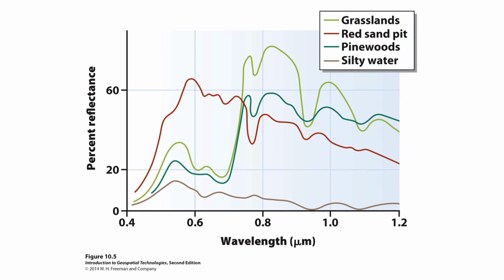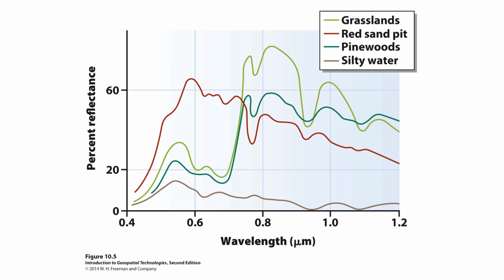Different objects have different signatures. They have a combination of materials and makeup that cause them to reflect different wavelengths differently. Across the x-axis on this chart we have the wavelength, and across the y-axis we have the percent reflectance. The higher the number, the more of that particular energy is bouncing off. At 0.6 you're kind of in the red range, and so we've got a red sandpit with a high degree of reflectance. In other words, the red color is not absorbed, it's bouncing off, making it look red, where the other colors are absorbed.